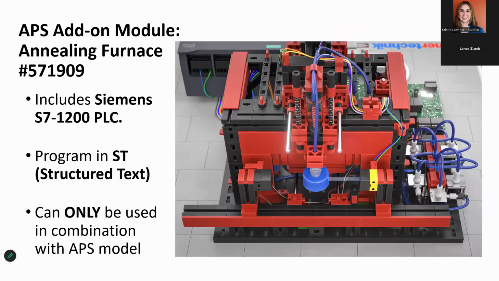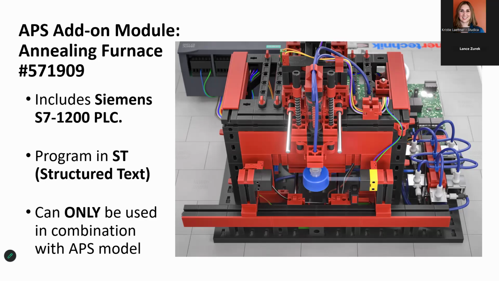Now, as an FYI, the annealing furnace module has dimensions of approximately 22.5 by 15 by 9 inches, and it has a weight of approximately 10 pounds. It is, of course, designed specifically for use in combination with the APS model and is not designed as a freestanding workstation. So, unlike other fischertechnik simulation models that you see, this can only be used with the APS.